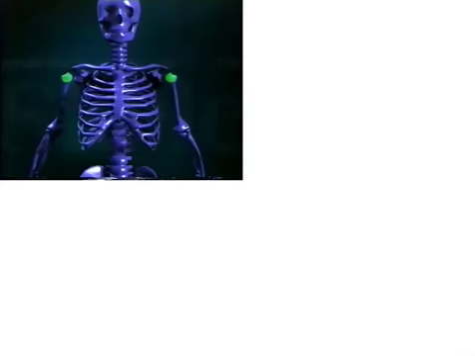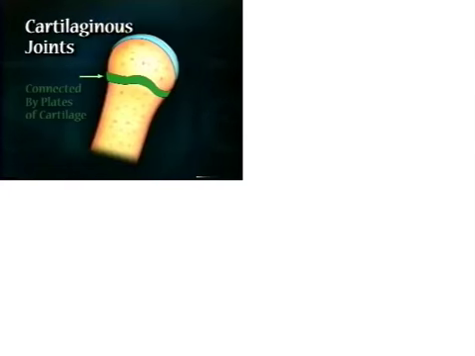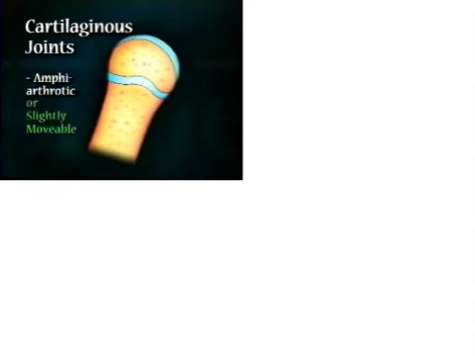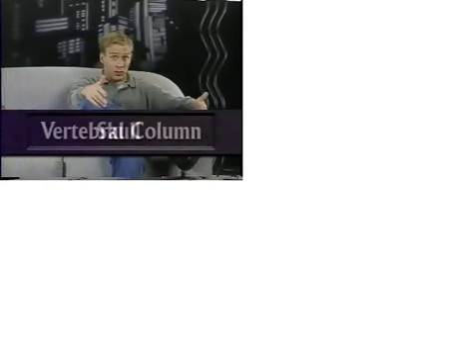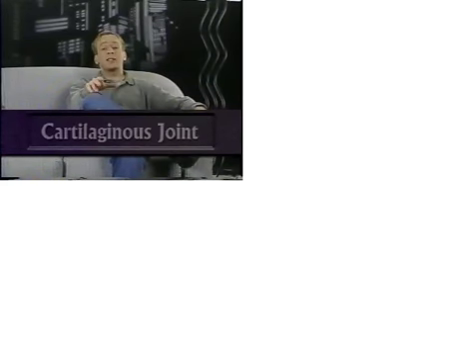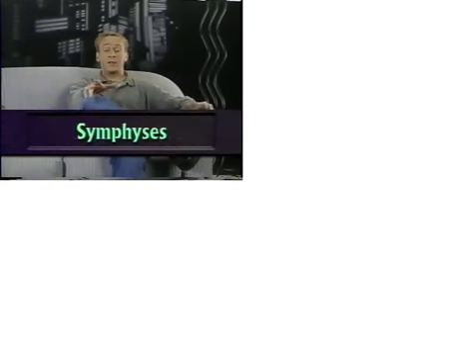Now, can you guess what substance connects bone to bone in a cartilaginous joint? Cartilaginous joints are joints where bones are connected by plates of cartilage. Like the fibrous joint, the cartilaginous joint has no joint cavity. They are amphiarthrotic or slightly movable and are usually found in the axial skeleton. You remember the axial skeleton. It's the skull, the vertebral column, the ribs. Yeah, you remember it. Well, a good example of a cartilaginous joint would be symphyses.